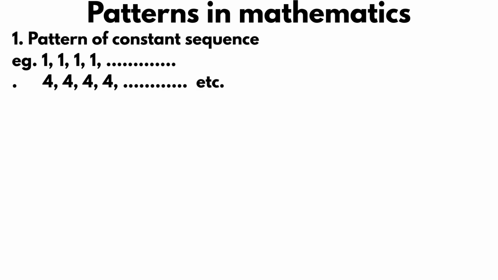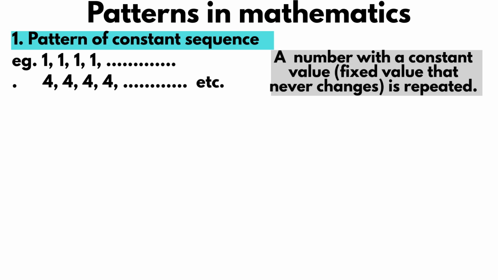First pattern we will learn is the pattern of constant sequence. In this, a number with constant value is repeated. For example, 111 is repeated. Another example is 4 is repeated in the sequence, etc.